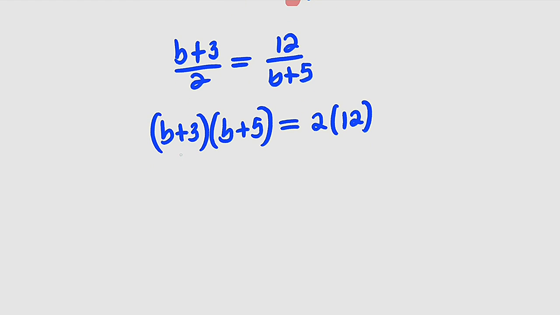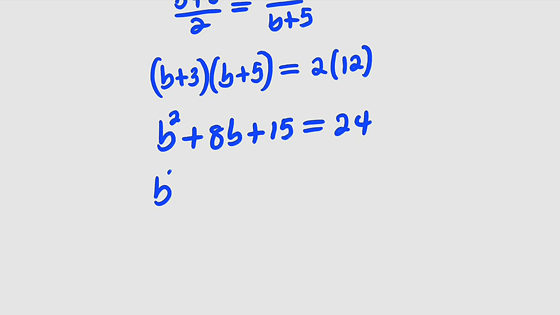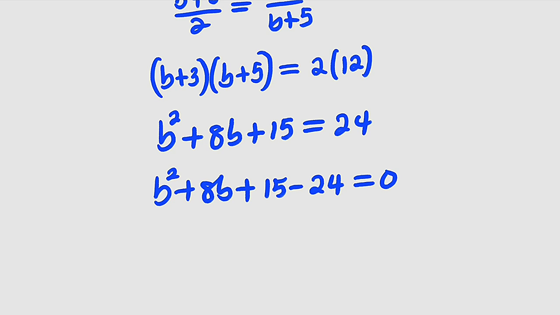Let's expand the left hand side. We have B times B, which is B squared. Then you can add these two together, 3 plus 5, which is 8. Then you attach B. That is 8B. Then you multiply them together, 3 times 5 is 15. And this is equal to 24. Now you can bring 24 to the other side. We have B squared plus 8B plus 15, then minus 24. This is equal to 0.